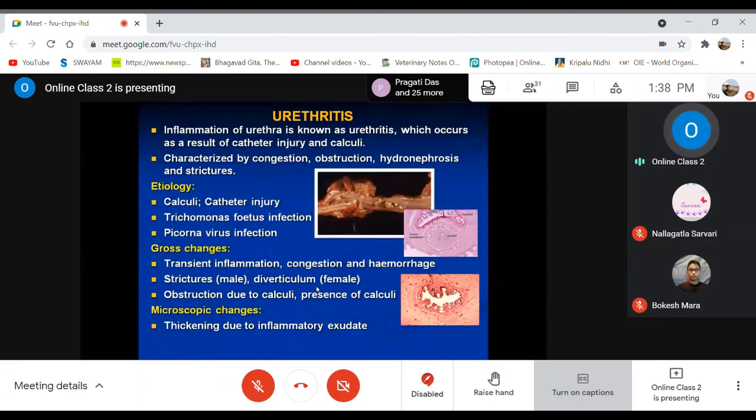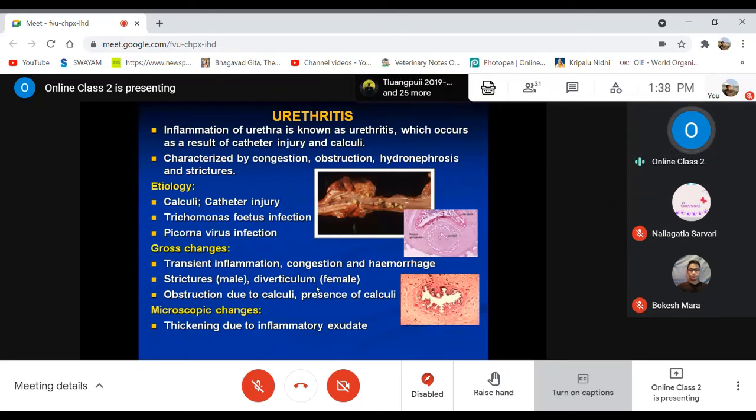Okay, so it may be one of the very common conditions when the animal is suffering from calculi or renal calculi. Sometimes some clinicians use catheters, by inserting a catheter in the urethra to detect the calculi, right? So the use of this catheter may cause traumatic injury in the urethra.